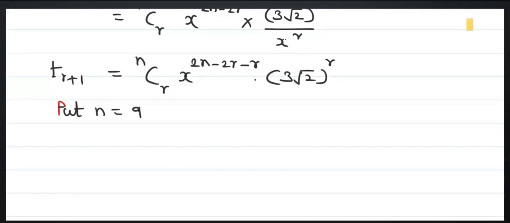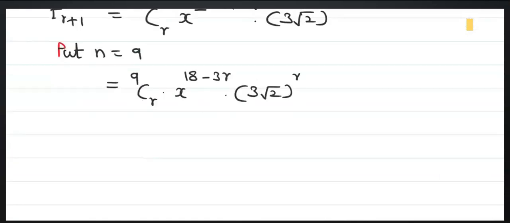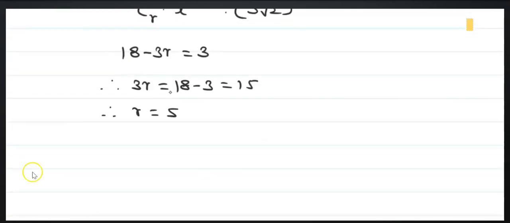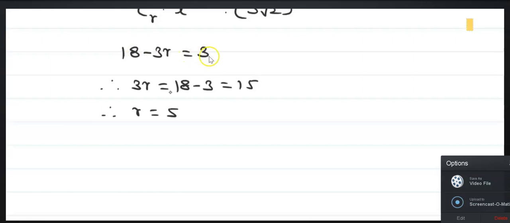Again, I am showing that step. This is important. Now next, that is 18 minus 3r. 18 minus 3r is equal to 3. We require the x cube term. Now simplify this. 18 minus 3r is equal to 3. Therefore, 3r is equal to 18 minus 3, that is equal to 15. Therefore, r is equal to 5.